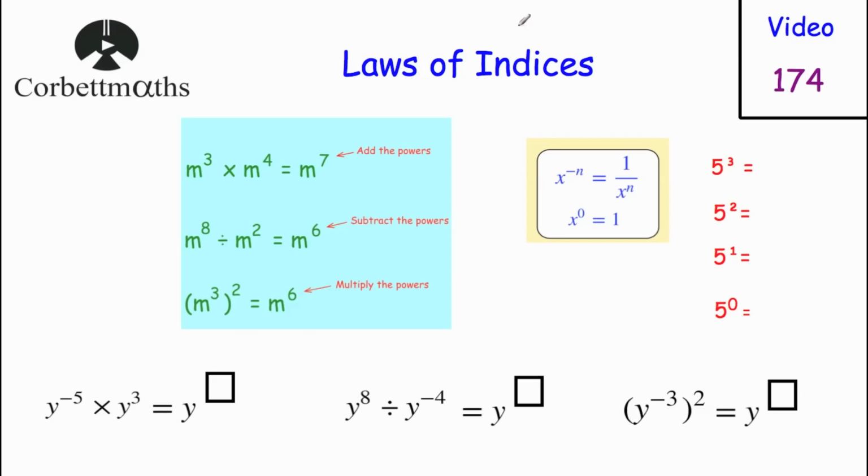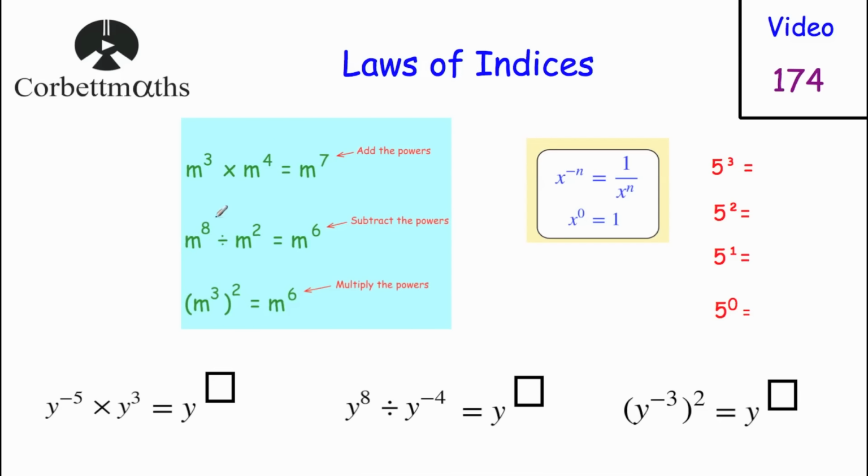So our first topic we're going to look at is laws of indices, and that's video 174 in Corbettmaths. So with laws of indices in M7, the key difference is it'll include negative numbers as some of the powers. So here we've got our laws of indices, that if we're multiplying two terms with the same base, such as m cubed times m to the power of 4, you'd add the powers. So whenever we're multiplying, we add the powers. So if we had m cubed times m to the power of 4, the answer would be m to the power of 7, because 3 plus 4 equals 7.